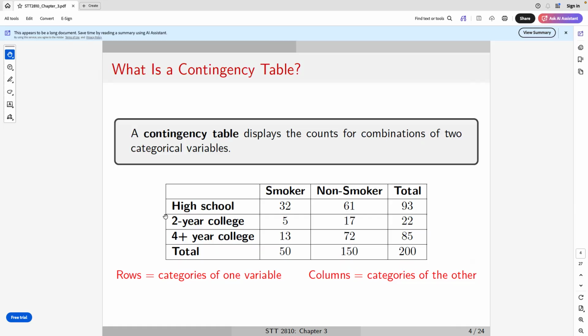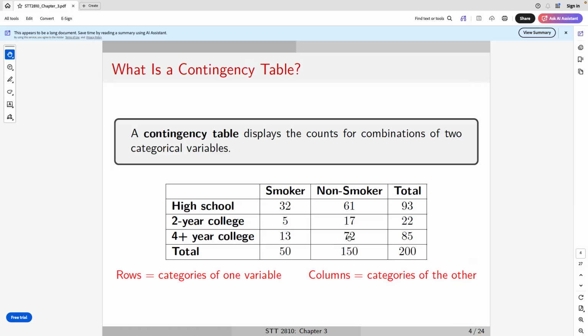And then this is the contingency table. So for example, when we look at the number 32 here, the 32 stands for somebody who is a smoker and also in high school, or their level of education is high school. When we look at the 72 here, it's somebody who is a non-smoker and they have a 4-year college level of education. So it is very important that you understand the contingency table.